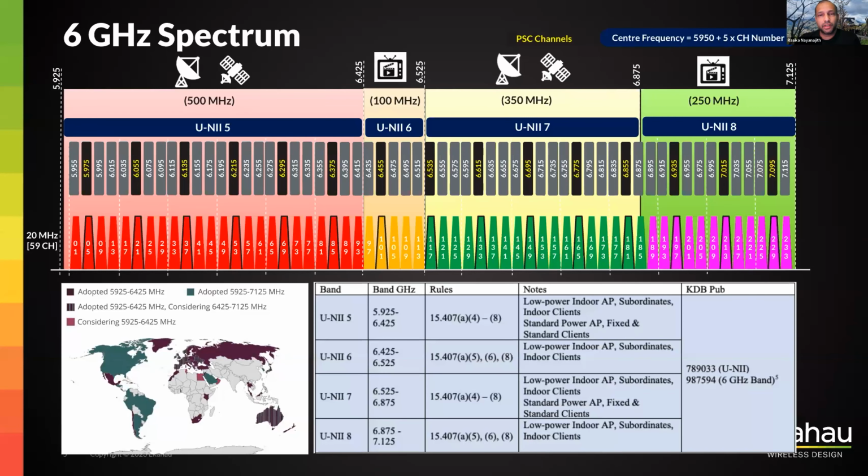Because there are so many different UNII bands, the FCC documented the use case rules for where you can use them. That's why I listed this particular knowledge database article, KDB 987594. If you search that, you will get all the details, what the specific guidelines are. Next, I will talk about certain client device types. That KDB article is the reference for that.